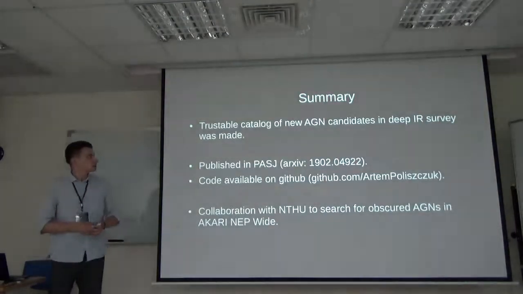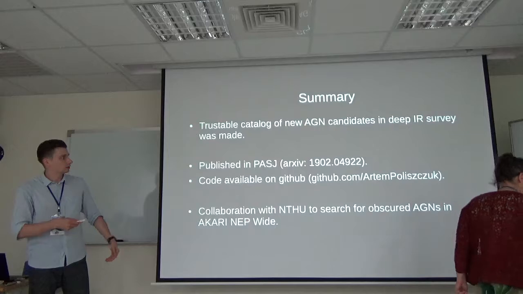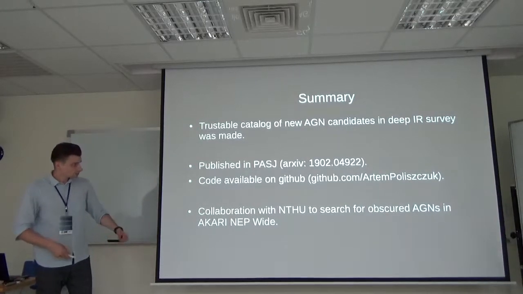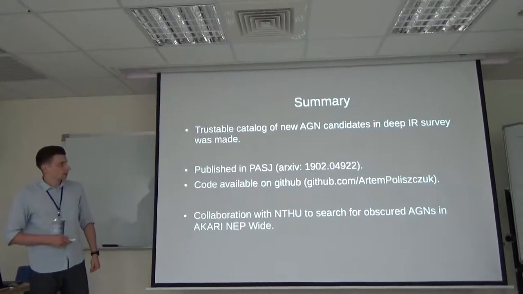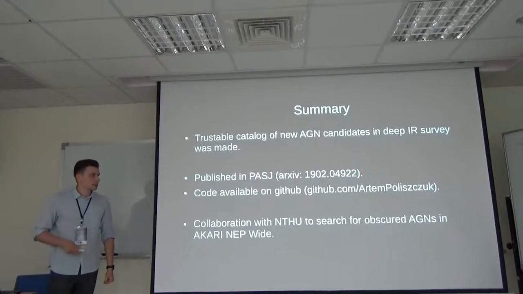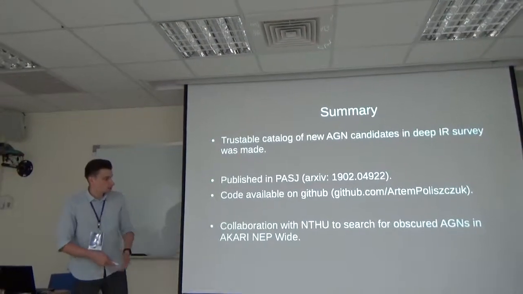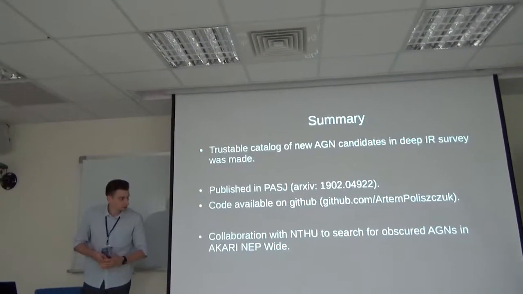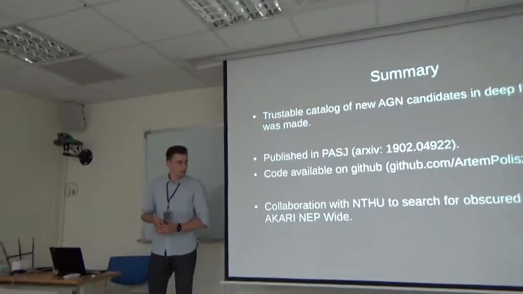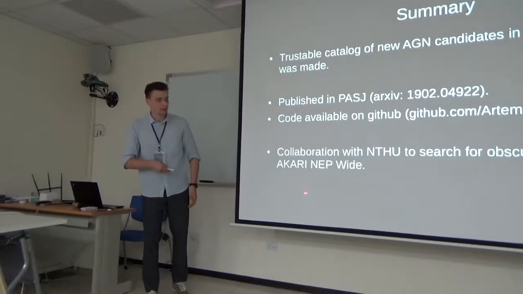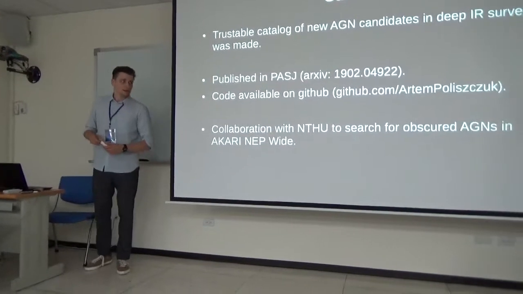To summarize, we obtained a trustable new method for AGN selection in the AKARI data. The results were published in the Publications of the Astronomical Society of Japan. The code is available on GitHub, and now we are starting a collaboration with our colleagues here from the National Tsinghua University to search for obscured AGNs in the AKARI NEP wide field with more advanced tools.